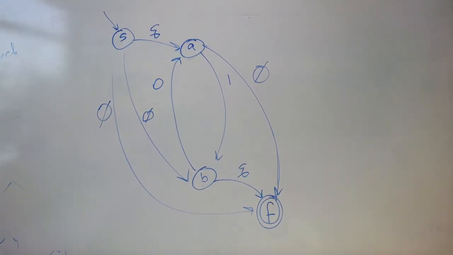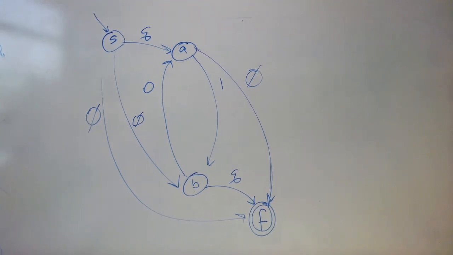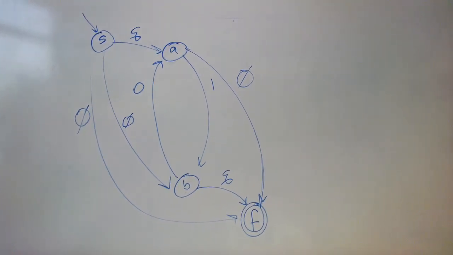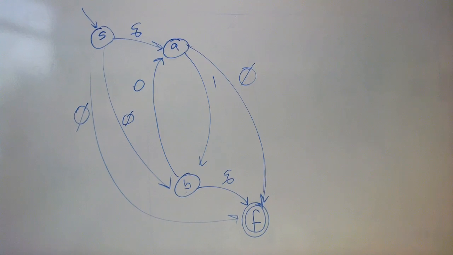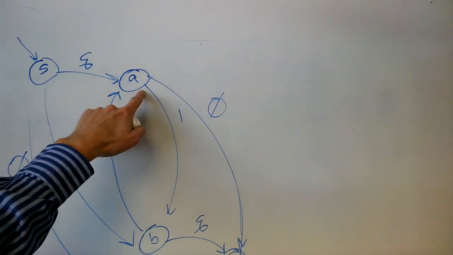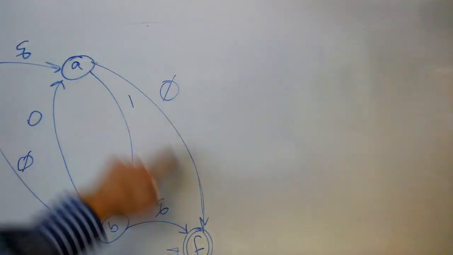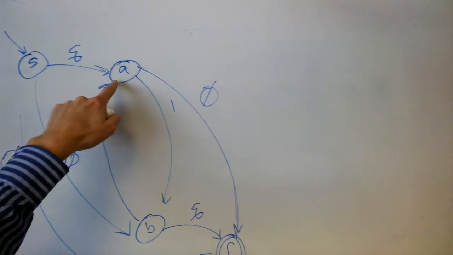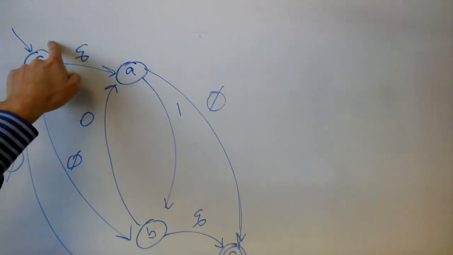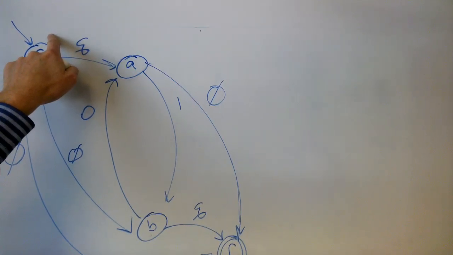The other thing that you need to have in a generalized non-deterministic finite automaton is an edge to and from every pair of states. So you can see state A here. I have an edge from A to B, an edge from A to F, and an edge from S to A. I don't want an edge from A back to S because that's one of the other rules, but you can check that out in the book.